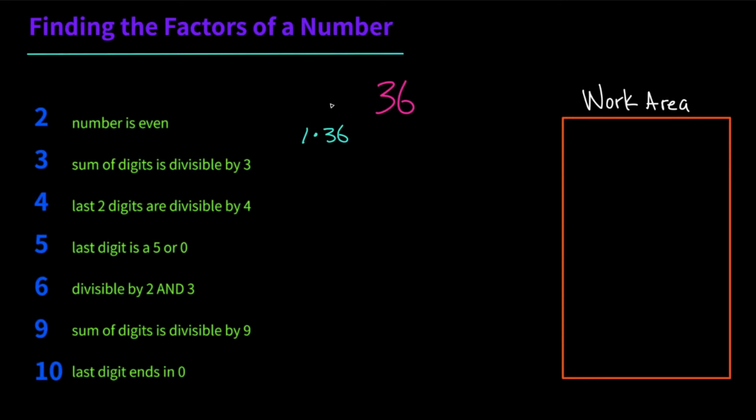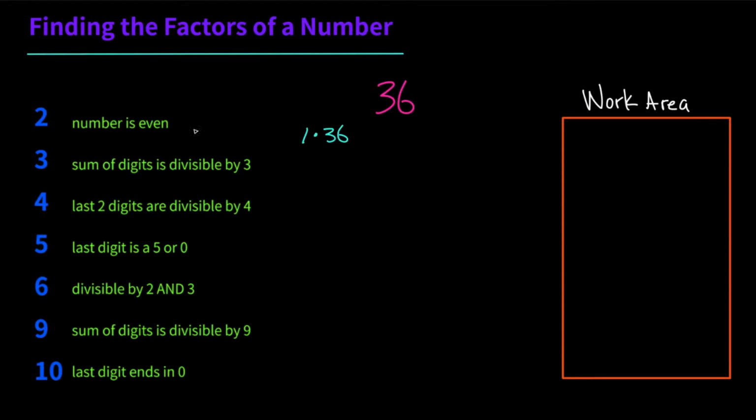Now we're just going to go down the list of counting numbers. I have the divisibility rules here for some of the special cases, but we will still need to check for some of these missing numbers like 7, 8, and if we need to, we go past 10. We have our first factor pair. We have 1 times 36.